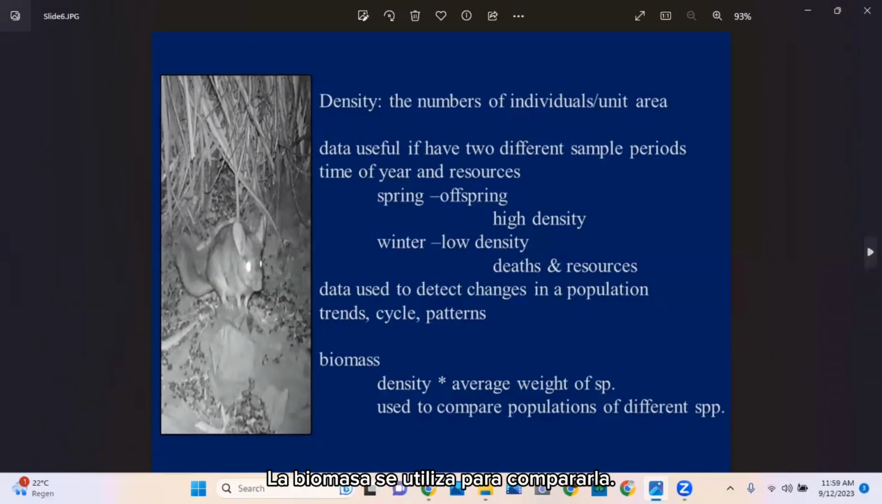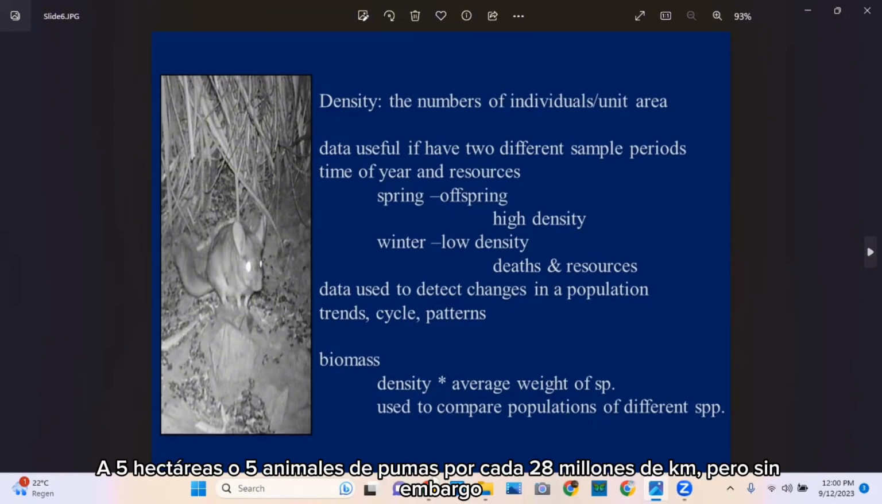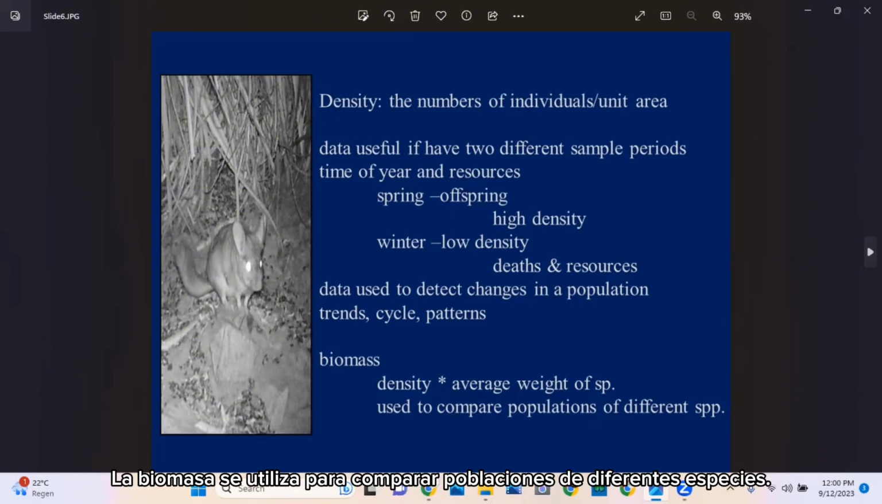Biomass is used to compare how much of a species is in one area compared to another species. And the only way to do that is to use this biomass formula, because you can't compare 2.4 hectares for chinchillas to 5 hectares or 5 animals of pumas per 28 million kilometers, however their home range sizes. I don't know it exactly, but anyways, biomass is used to compare populations of different species.